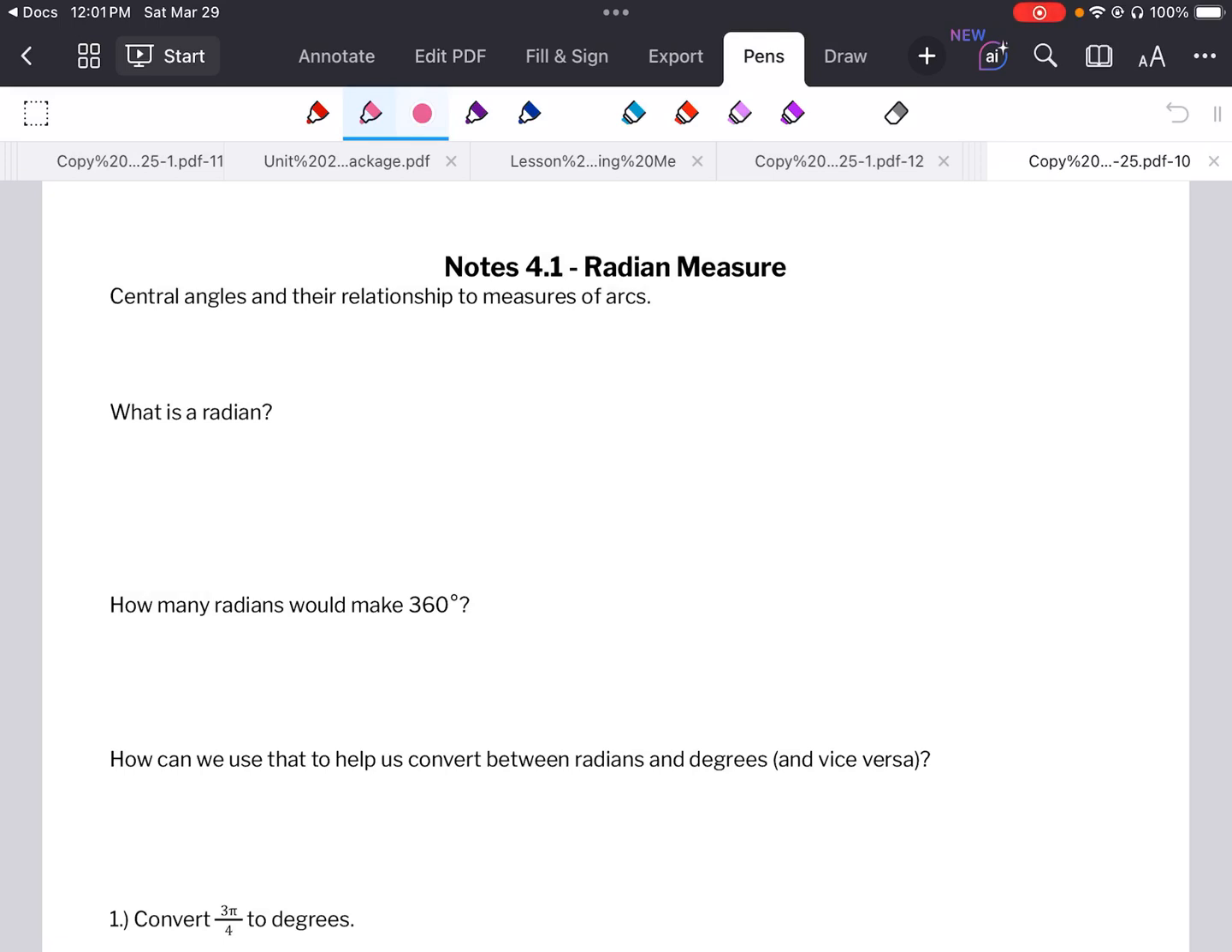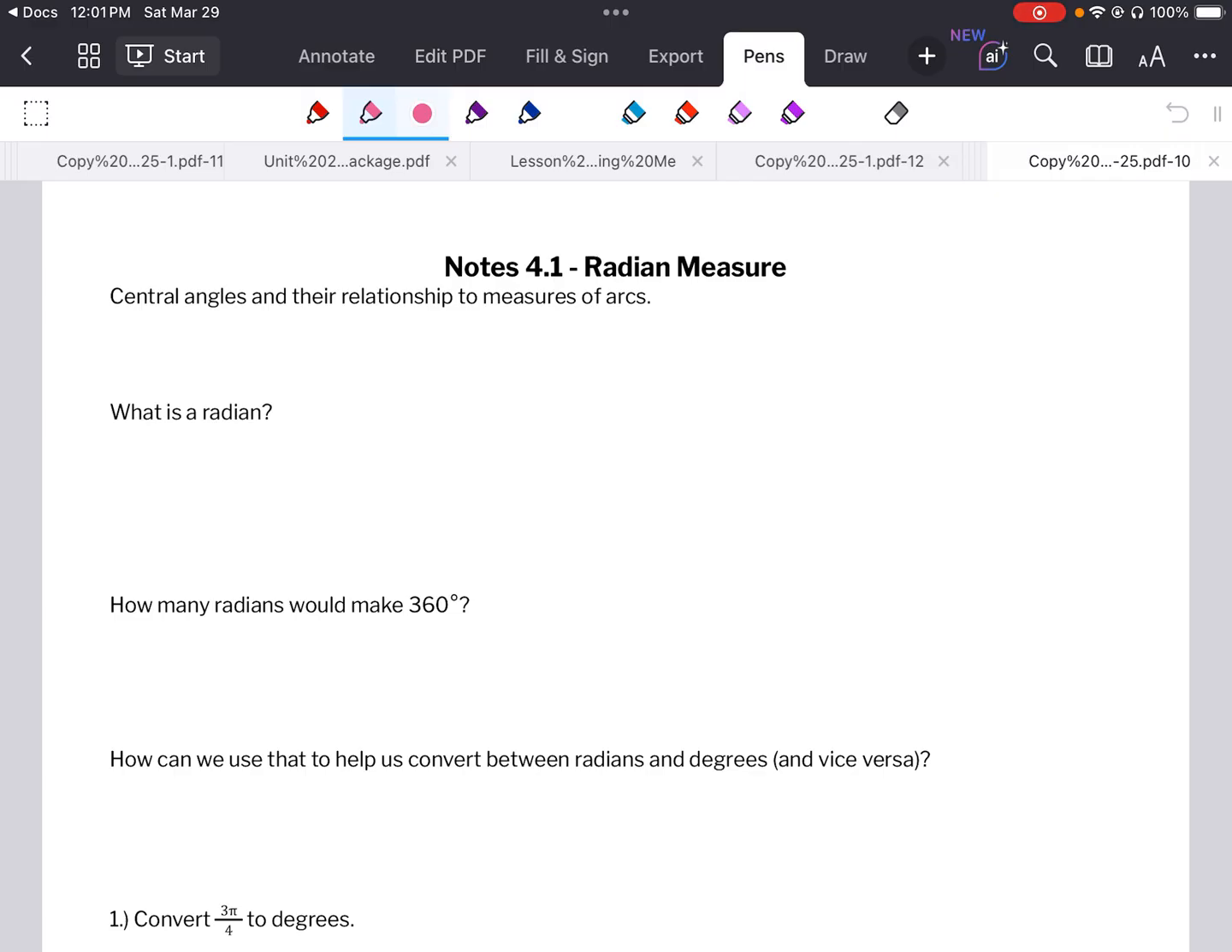Hello. All right, we are on to our fourth unit, which is trigonometry. Today is going to be an information-based lesson as we switch from the degree units that we used in grade 11. Now in grade 12, we will be using what are called radians.